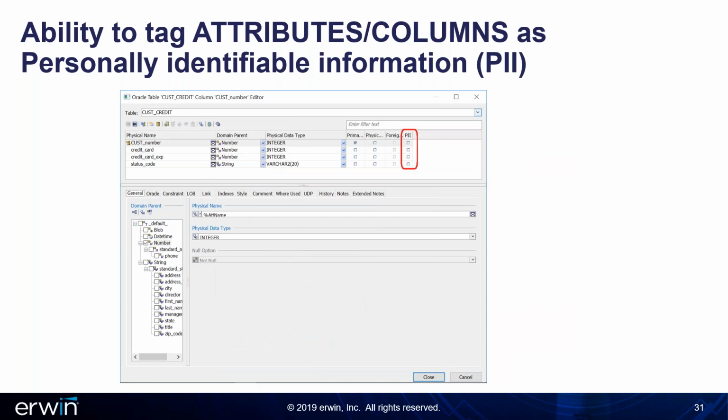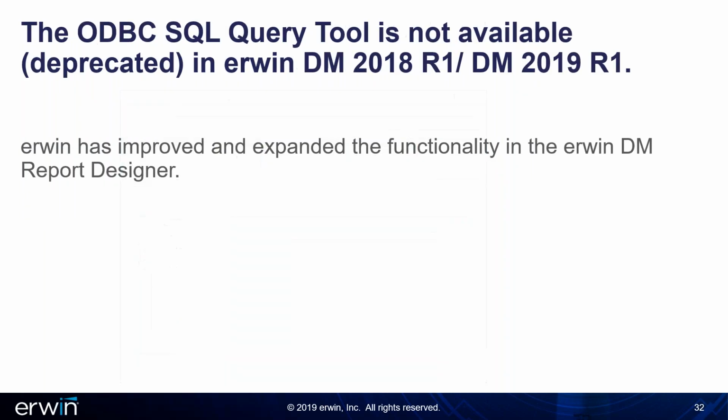We have the ability to tag attributes and columns as personally identifiable information. These are things like credit card numbers, passport numbers, email addresses, health information, whatever you want to identify as personally identifiable information. You can click that on and then have a report which will tell you that data. The ODBC SQL query tool has been deprecated in 2018 and later versions. We've expanded and improved upon the report designer, so we have much more improved and expanded functionality in the report designer.